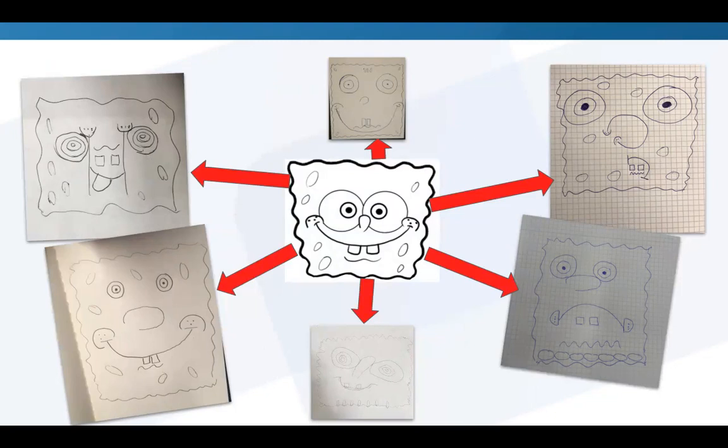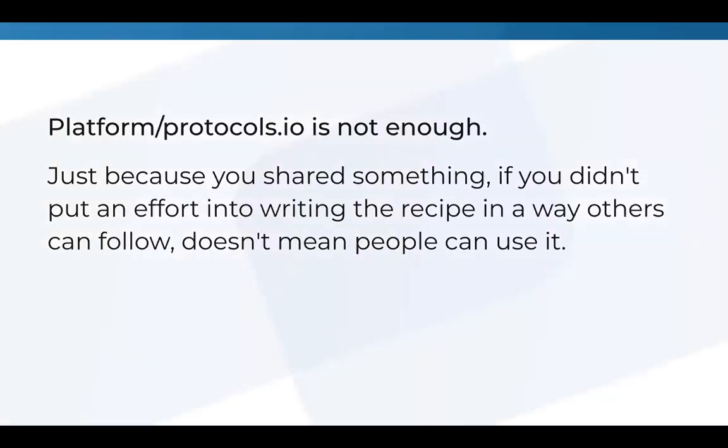But what we can learn from this is that even if you do have Protocols.io or any other platform to share your methods, and you do share your methods, it's not enough, right? Just because you shared something, if you didn't put an effort into writing the recipe in a way that others can follow it, doesn't mean others can use it. If you describe something and it's very clear to you, and you give it to somebody else, they might understand things in a completely different way, and that will result in a different result. So just because something is clear to you does not mean it's clear to the rest of the world.